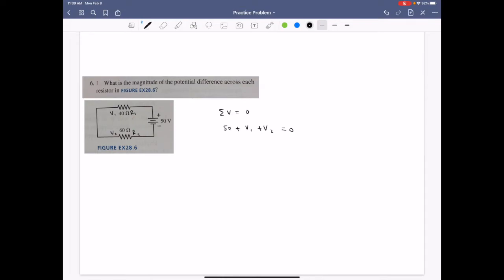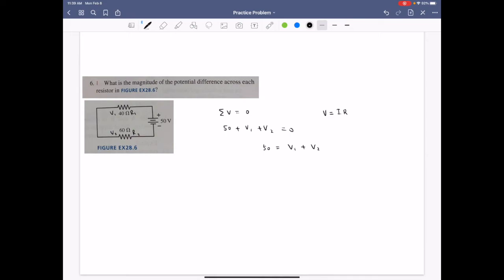Also we need Ohm's law in this case. We can integrate Ohm's law into Kirchhoff's law. Ohm's law is V equals IR, so potential difference equals current times resistance. We know that V1 and V2 are probably negative since they're resistors. They have negative potential differences since the battery has a positive potential difference.